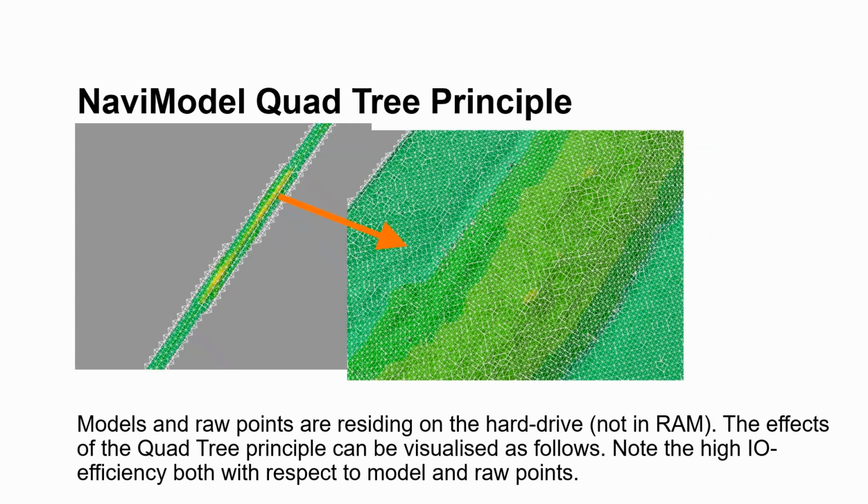The models and the raw points are living on the hard drive, as I said, not in RAM, at least only temporarily. We say that we need to have a high I/O efficiency in order to be able to move data from the hard drive to RAM when we're changing the scale and thereby the resolution. This should be the case both for the model itself, but also for the raw points, as you saw yesterday.